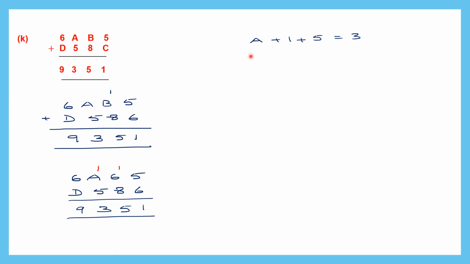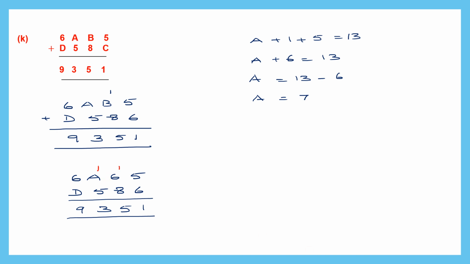So this time let's say A plus 1 plus 5 is equal to 13. Instead of 3, let's say 13. Always take the smallest number. So here I can say A plus 6 is equal to 13. Or I can find the value of A by saying A is equal to 13 minus 6. That is A is equal to 7. So we have found the value of A also. In the place of A, let's put 7 and see whether it works out.